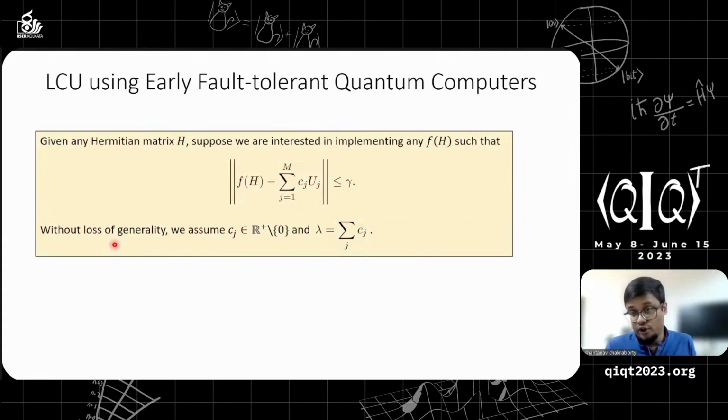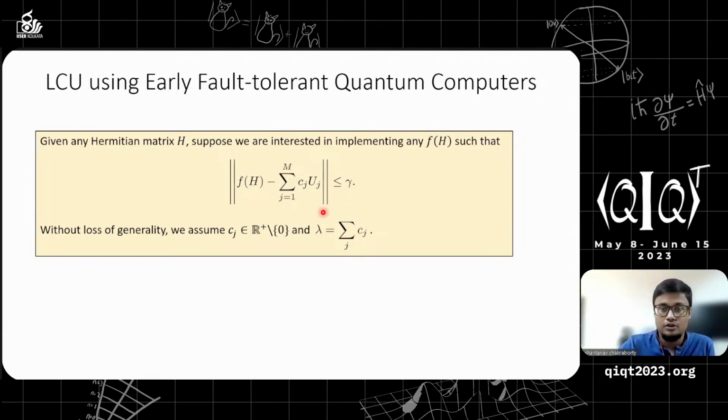And before going to the strategy which we use in this paper, let us try to formally define what is meant by implementing an LCU. All right. So as I mentioned, suppose you have some Hermitian matrix, say a Hamiltonian H. We are interested in implementing some function of this Hamiltonian, which is gamma-close to some linear combination of unitaries. And this norm here is the spectral norm.